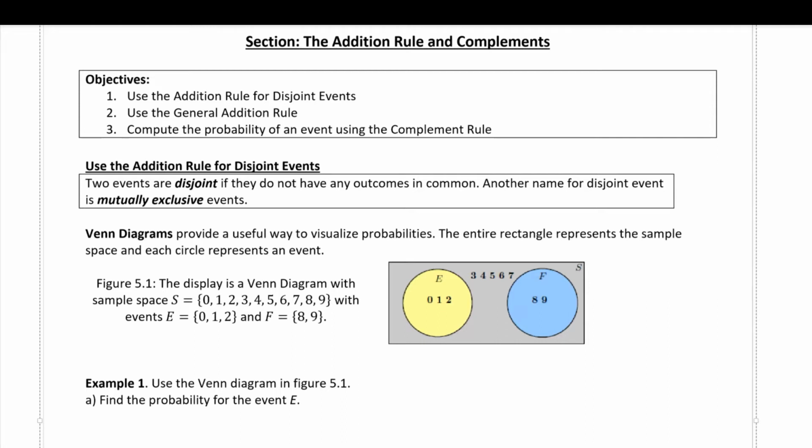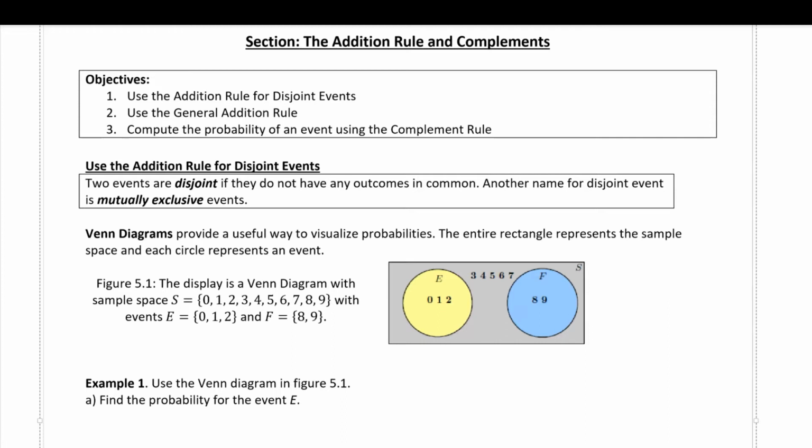All right. So first of all, let's talk about disjoint events. Two events are disjoint if they do not have any outcomes in common. Another name for disjoint events is mutually exclusive events. Oftentimes we want to draw what's called a Venn diagram, which is this picture you see here. It provides a useful way to visualize a lot of these probability problems.